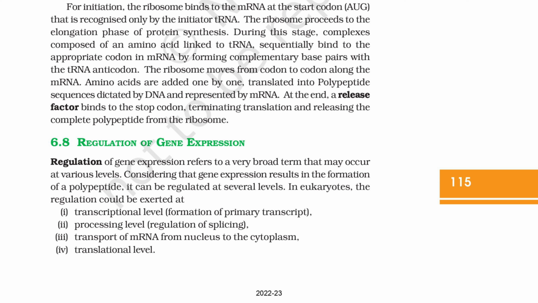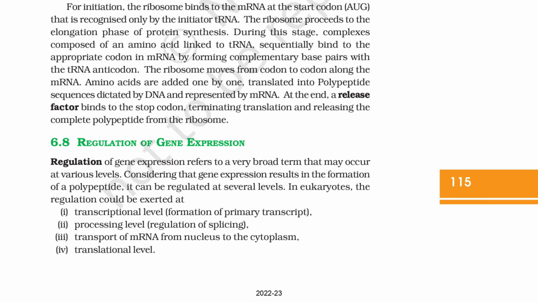Regulation of gene expression refers to a very broad term that may occur at various levels. Considering that gene expression results in the formation of a polypeptide, it can be regulated at several levels. In eukaryotes, the regulation could be exerted at: 1. Transcriptional level, formation of primary transcript. 2. Processing level, regulation of splicing. 3. Transport of mRNA from nucleus to the cytoplasm.